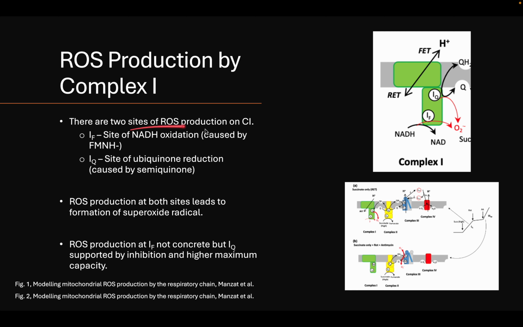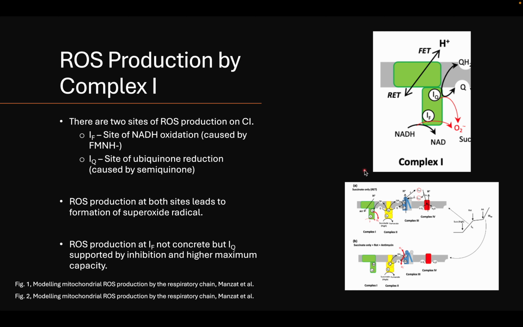However, one site that we have very strong evidence for is site 1Q, which is the site of ubiquinone reduction by the iron sulfur centers. Now, this occurs namely during reverse electron transport by complex 1, which uses the proton motive force generated by complexes 3 and 4 to bring protons back into the matrix, and due to a high level of ubiquinol to ubiquinone, you end up producing superoxide radical in the mitochondrial matrix. And this is because you end up having a buildup of semiquinone here through the reverse electron transport chain, and this interacts with free oxygen to produce your superoxide radical.